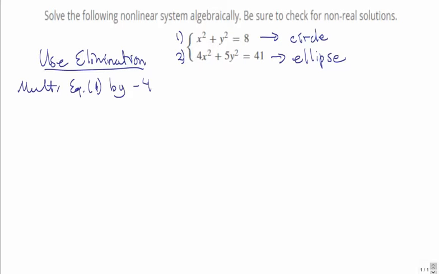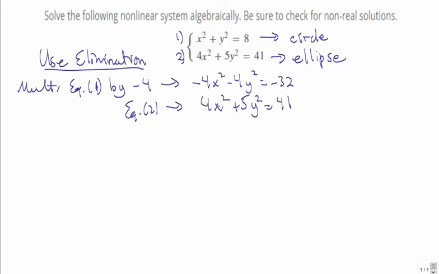So here we go. We're going to keep equation 2 the way it is, but I'm going to multiply equation 1 by negative 4. So negative 4x squared, minus 4y squared. And on the right, make sure you do it all the way through. Negative 4 times 8, that's negative 32. And then we're going to keep equation 2 the same. So that's just 4x squared plus 5y squared equals 41. We're ready to add now.